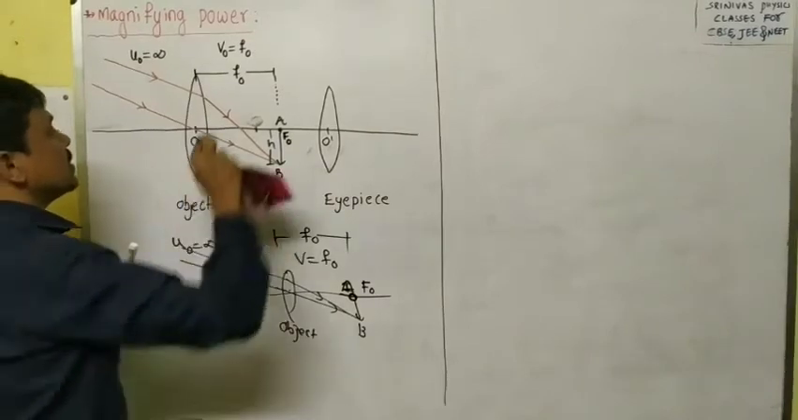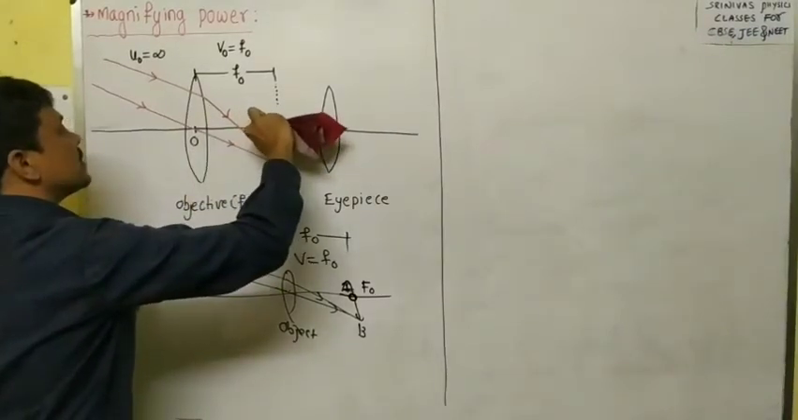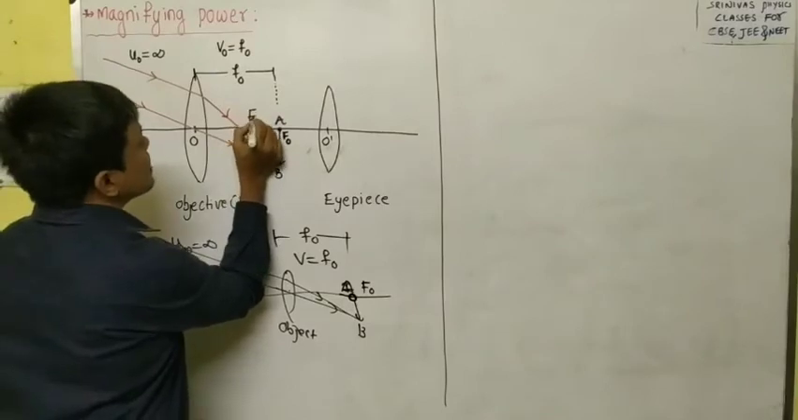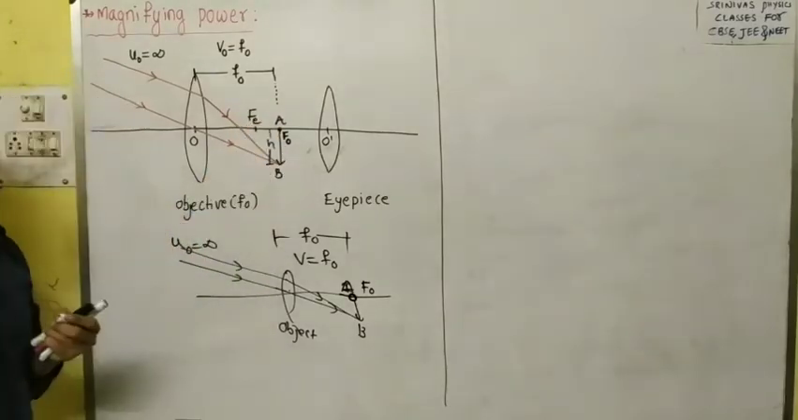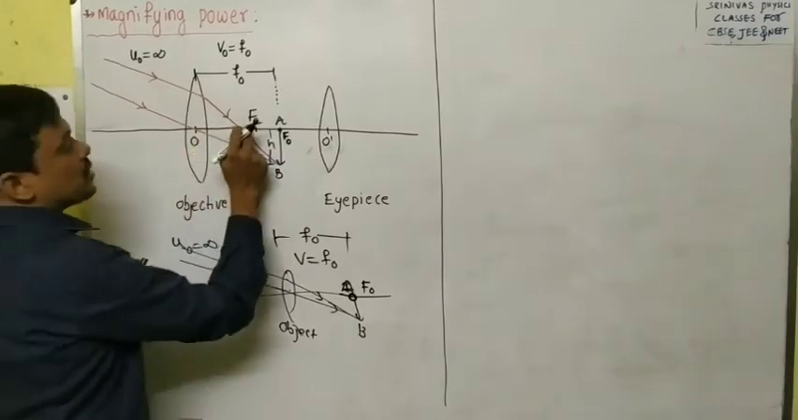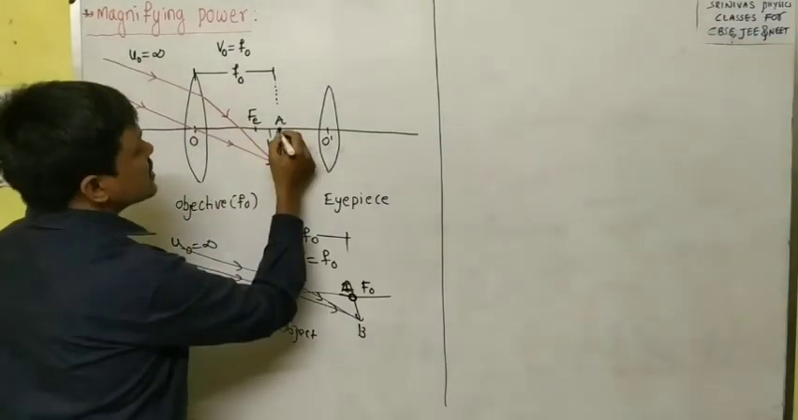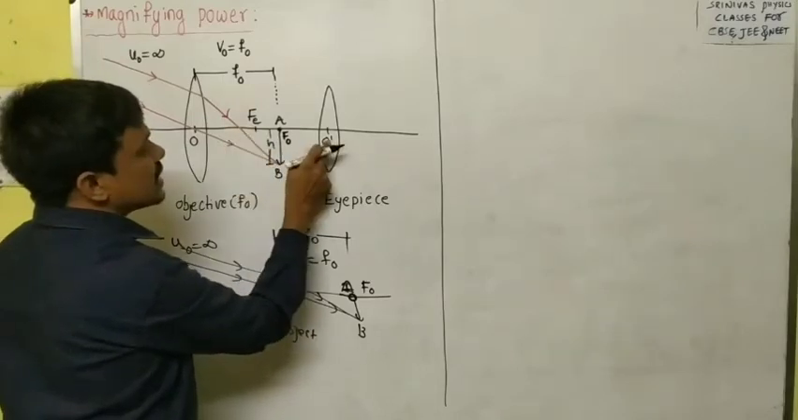Let us see here. This is the FE. FE means it is the principal focus of the eyepiece, right? Capital FE means principal focus of eyepiece. Principal focus means it is a point. Okay. And now the object is in between the principal focus of the eyepiece and the optical center.